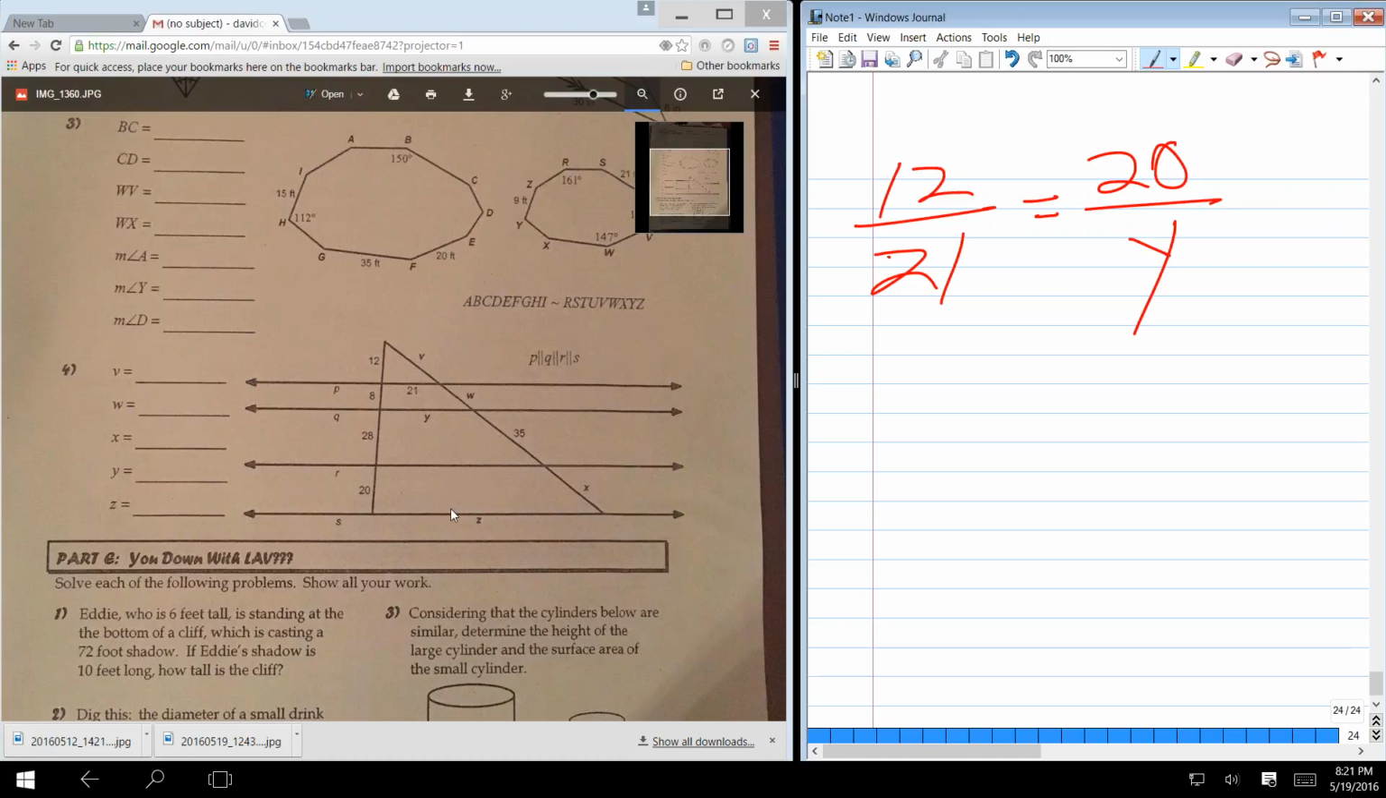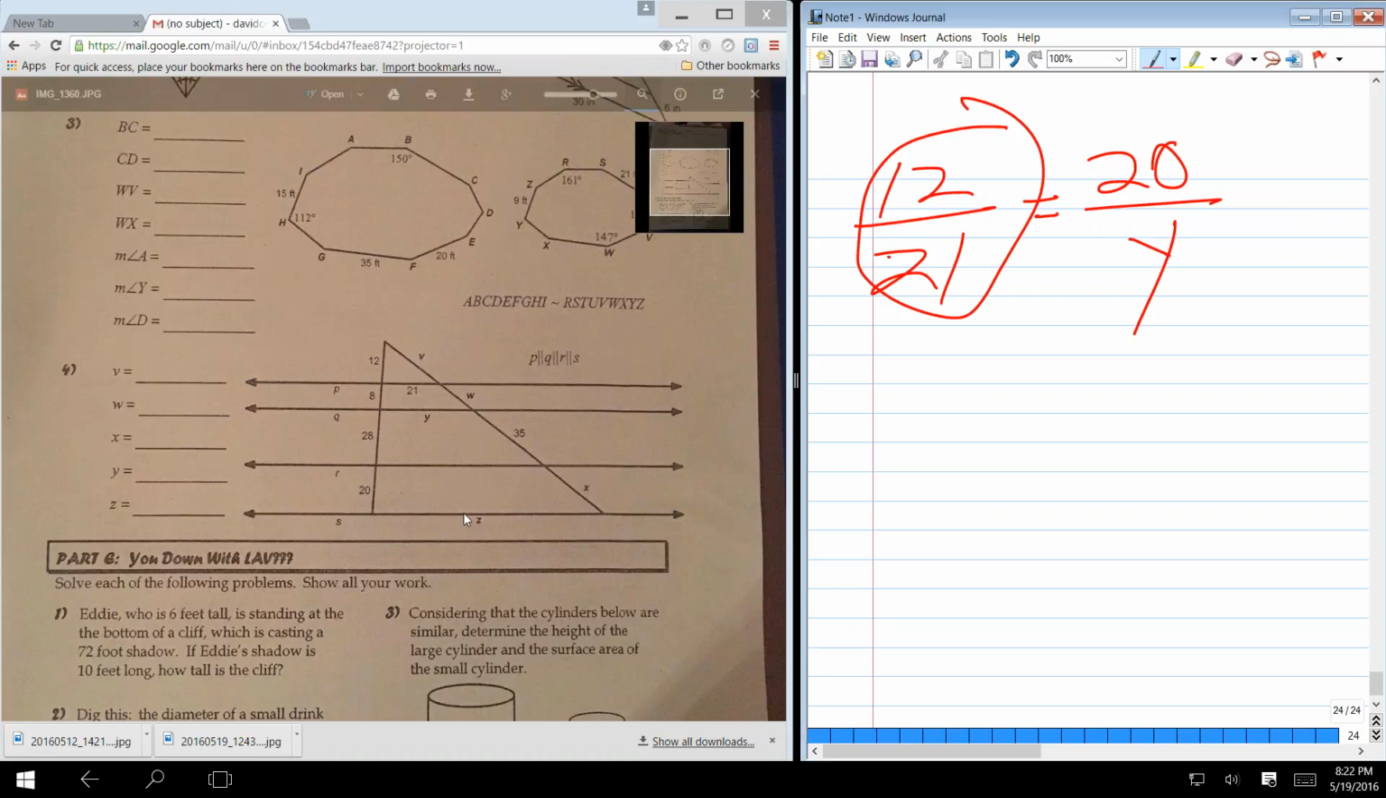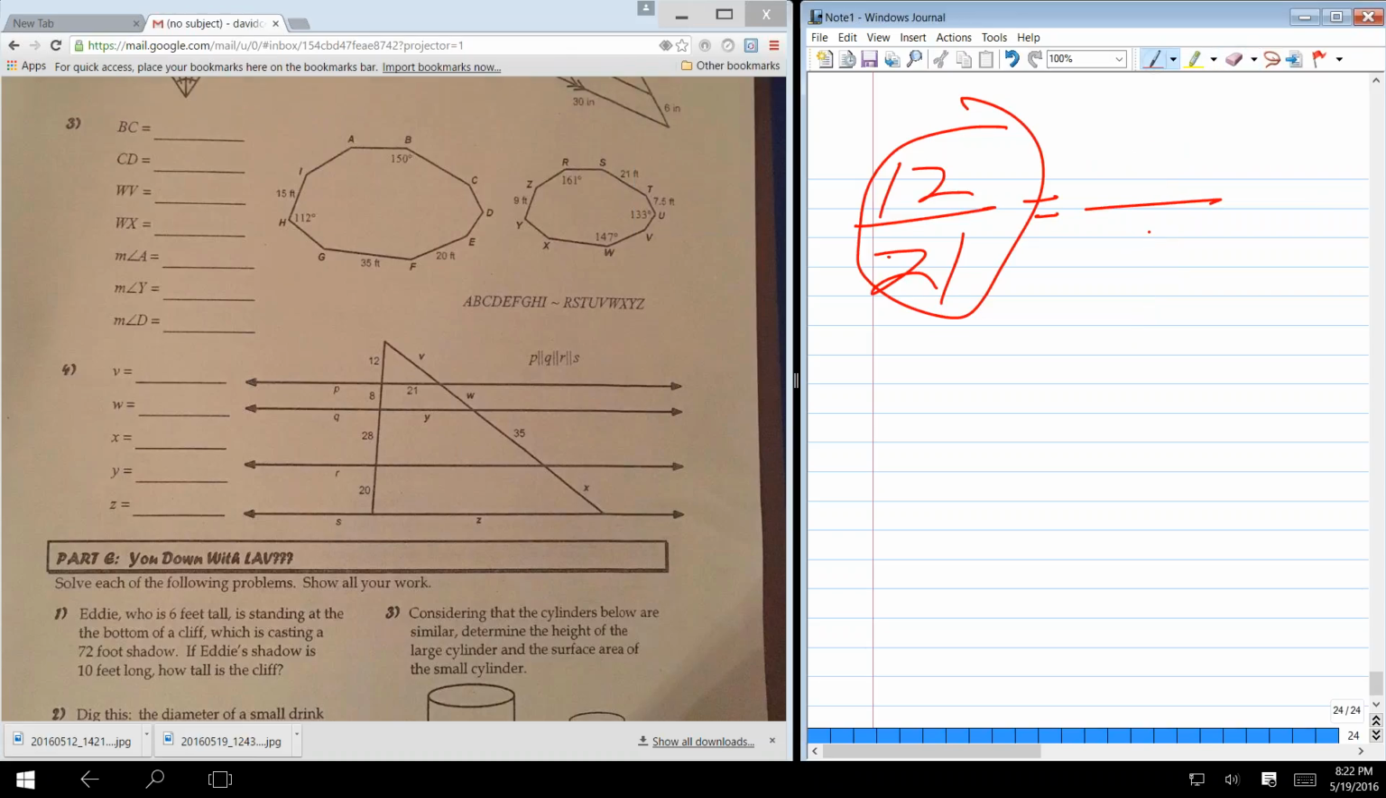Now, how do we solve for z? That's the last thing we haven't solved for. So to solve for z, we could do 28 over 35, actually no. Let's use the same thing. In other words, z is the base of the big triangle, and the big triangle is similar to this tiny triangle. So let's still go with 12 over 21 equals what over z? 12 over 21 is equal to 28 or 35 over z.